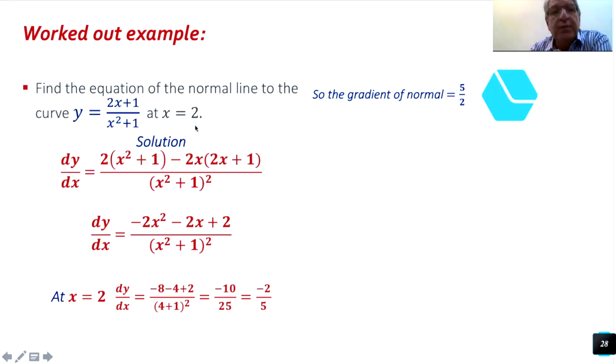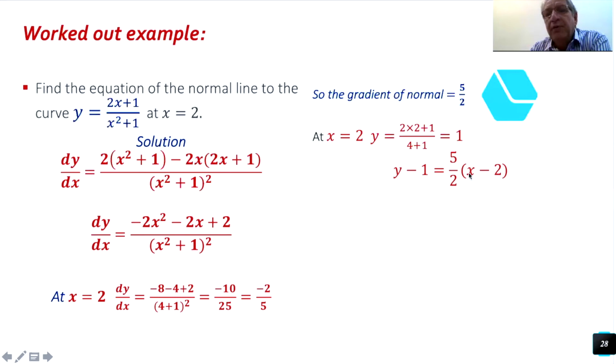Now you need to find the point. X is 2. Substitute here. 2 times 2 is 4, plus 1 is 5. Therefore, 2 squared is 4, plus 1 is 5. Therefore, 5 over 5 is 1. Therefore, the point is this. Now it's very simple to write. y minus y1, which is 1.